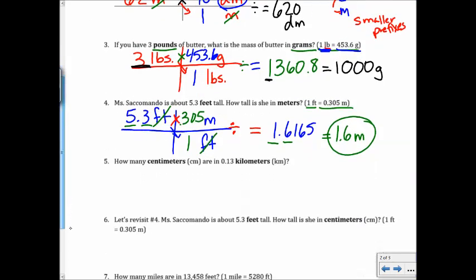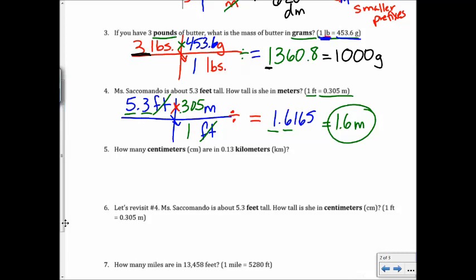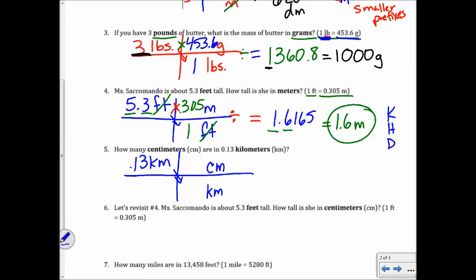All right, let's look at a few more, and then I'm going to show you a two-stepper. All right, here. How many centimeters are in 0.13 kilometers? This one goes back to the King Henry idea. So we have our 0.13 kilometers, and we're going to go to centimeters. Diagonal down those kilometers. Put the centimeters up top. That's what we want. But now we have our King Henry died by drinking chocolate milk.